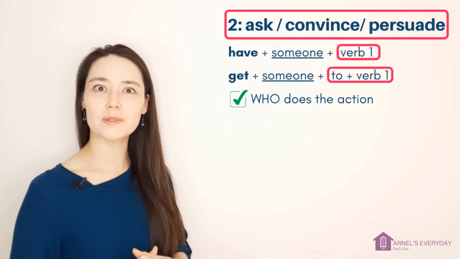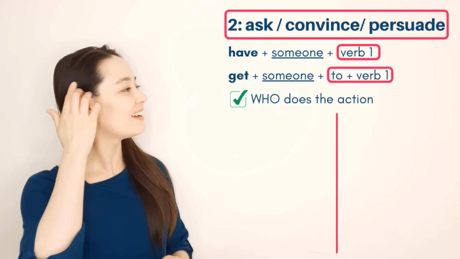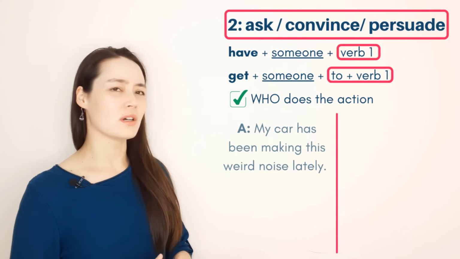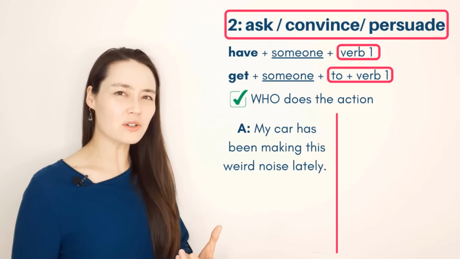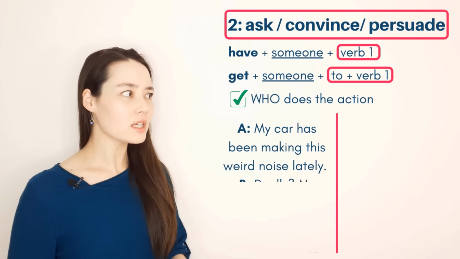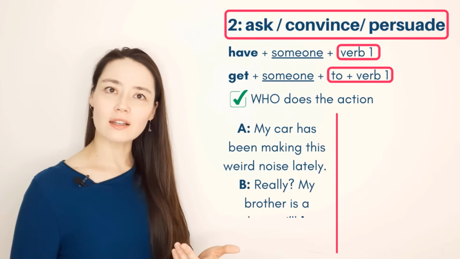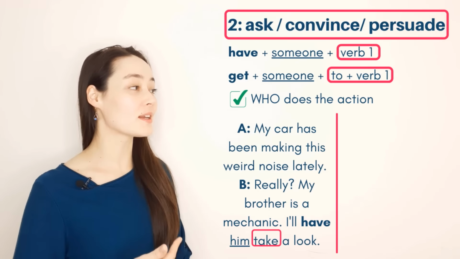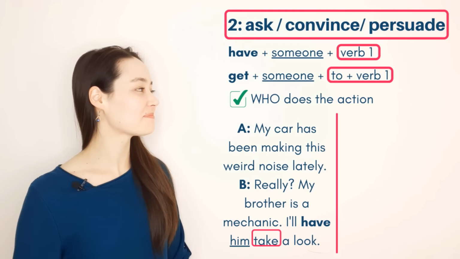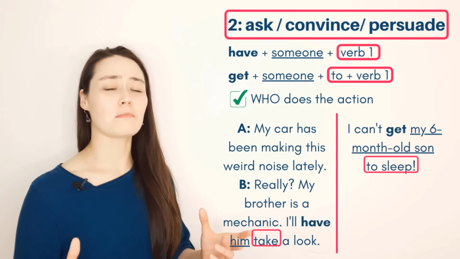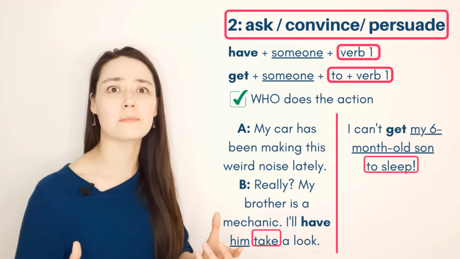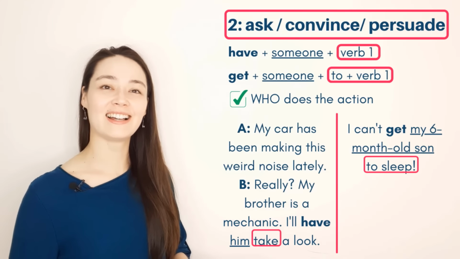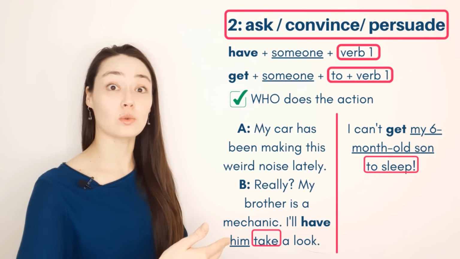Let's do a few examples. Oh, my car has been making this weird noise lately. Really? My brother's a mechanic. I'll have him take a look. Have someone, verb 1. I can't get my 6-month-old son to sleep. He never sleeps. Get someone to, verb 1.